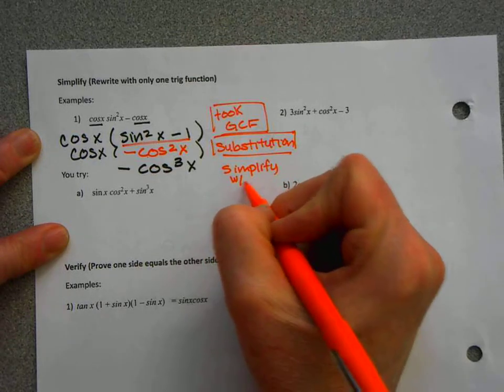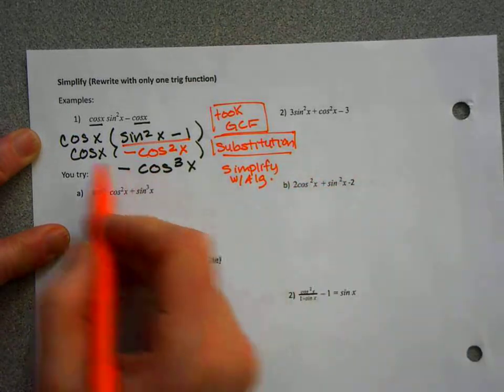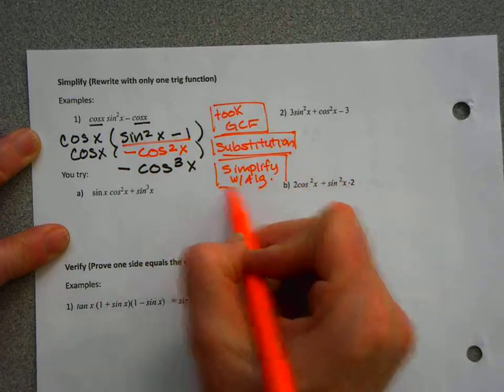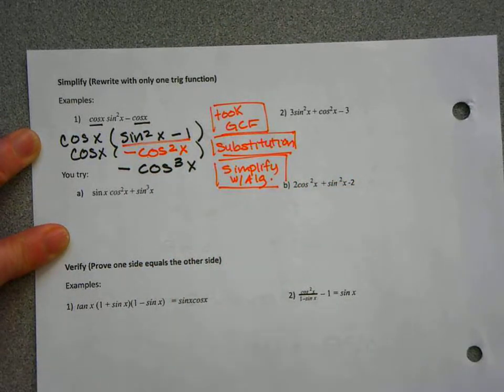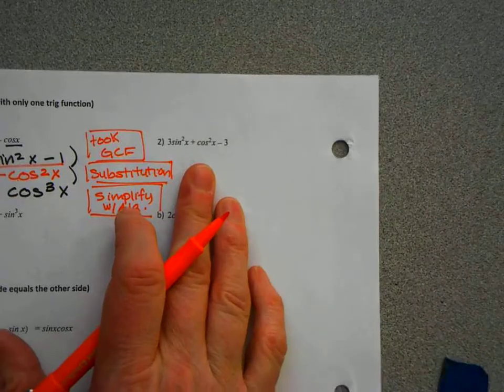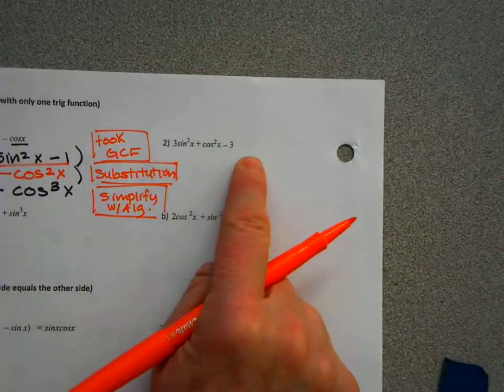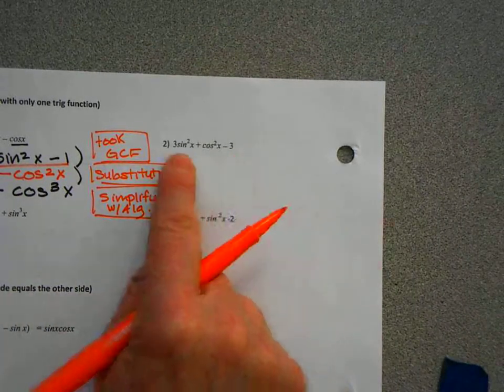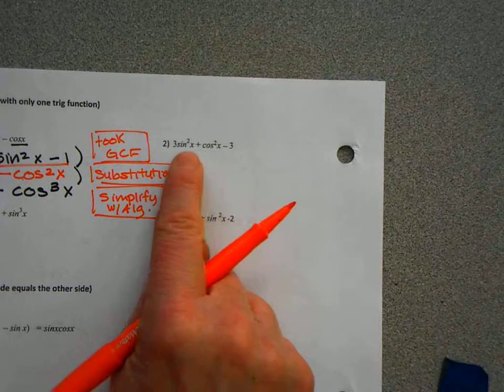Simplify with algebra. We just multiplied it together. Strategies that we'll be using. Okay, let's do a problem. Well, this doesn't have a GCF. They're totally different variables. I can't factor out one. But I can make a substitution.